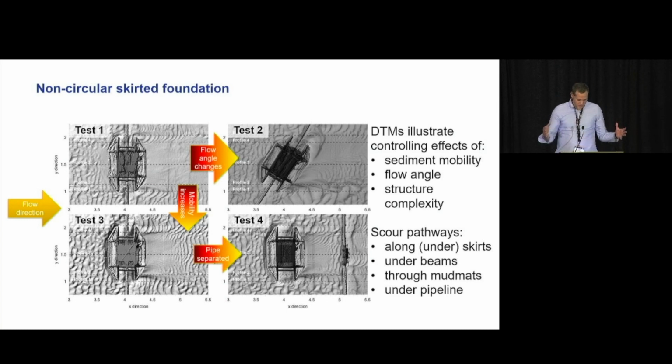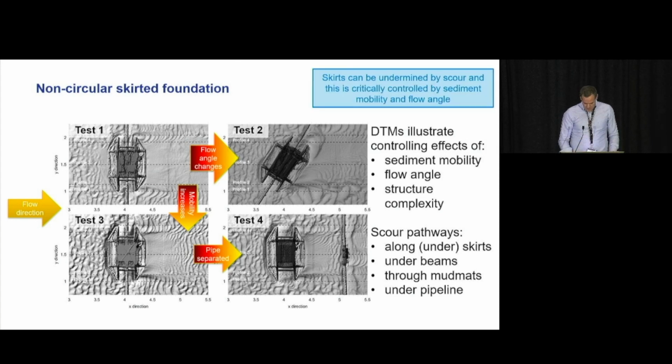And clearly that separation is important, because we just saw interaction between the two in that video, where the presence of the structure was causing undermining. And so the takeaway from this case study is that skirts can be undermined by scour, and this is critically controlled by sediment mobility and flow angle. And these are things that we would need to measure very reliably in the field to understand if this model is accurate.